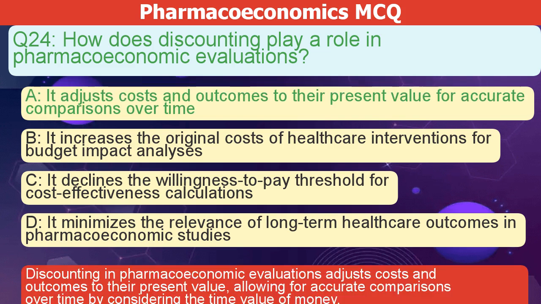The correct answer is A. Discounting in pharmacoeconomic evaluations adjusts costs and outcomes to their present value, allowing for accurate comparisons over time by considering the time value of money.